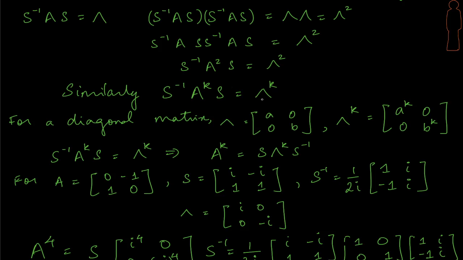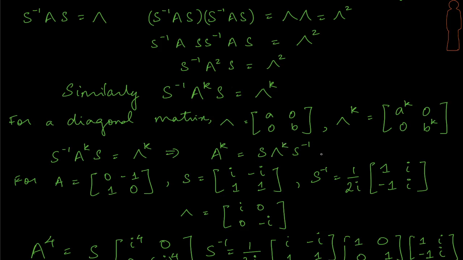And what is very interesting is that this is a diagonal matrix. Raising a diagonal matrix to any power is the simplest thing that we can do. So if lambda is simply a 2 by 2 with a and b on its diagonal, lambda power k is going to be a power k and b power k. And what does that tell us? From this equation, I can pre-multiply and post-multiply on both sides. We get A power k is going to be S lambda power k S inverse.